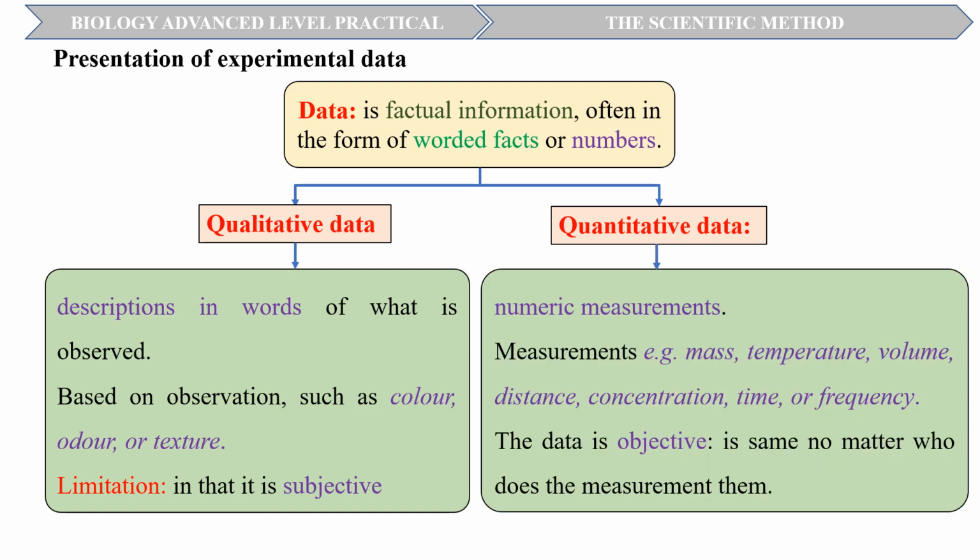Quantitative data, on the other hand, is numeric measurements. They include measurements using specialized equipment such as mass, volume, temperature, distance, concentration, time, or frequency. The data are objective. That is, it's the same no matter who does the measures because they are done using equipment.